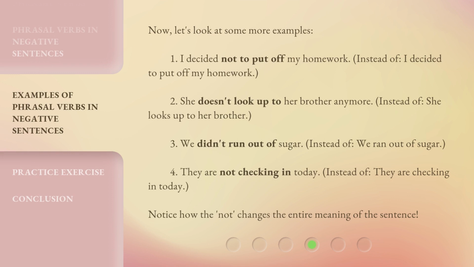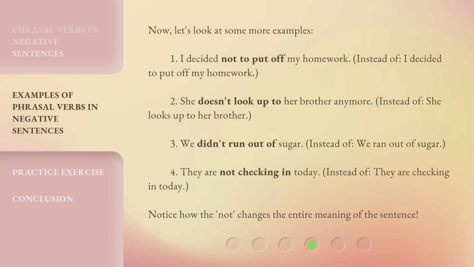Now, let's look at some more examples. 1. I decided not to put off my homework. Instead of, I decided to put off my homework. 2. She doesn't look up to her brother anymore. Instead of, she looks up to her brother.